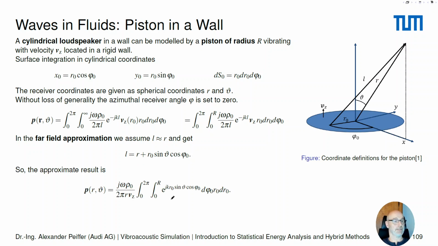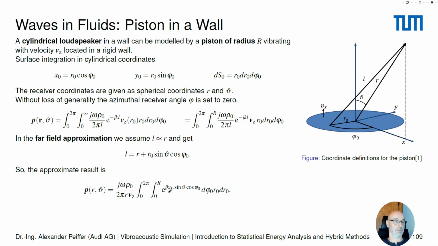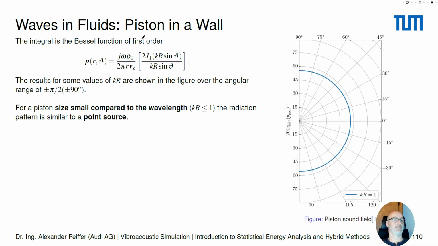In mathematical terms, the far field approximation looks like this. If we enter this into our above equation, we get this expression, which looks somehow hard to solve, but actually this is not the case, because this expression corresponds exactly to the definition of the Bessel function of first order. So the solution of this is given by this expression, where you just have a Bessel function, angular dependence on the vector, and the product of wave number and the radius of our piston.